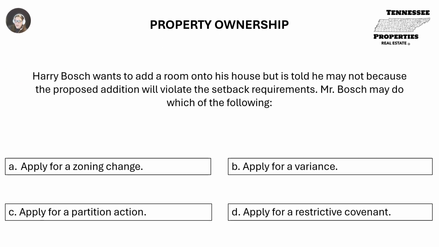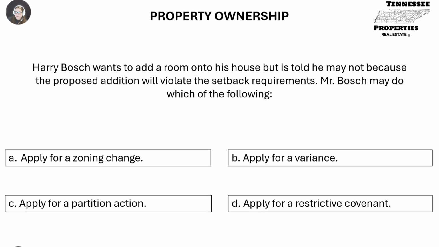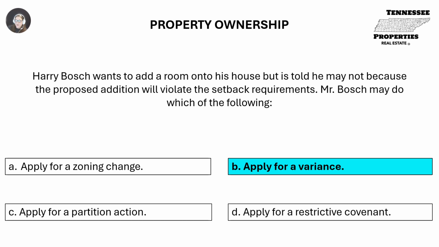Harry Bosch wants to add a room onto his house, but is told he may not because the proposed addition will violate the setback requirements. Mr. Bosch may do which of the following? A. Apply for a zoning change, B. Apply for a variance, C. Apply for a partition action, or D. Apply for a restrictive covenant. B. Apply for a variance.